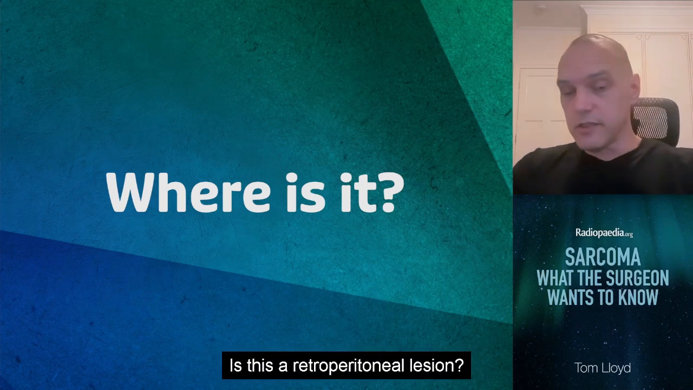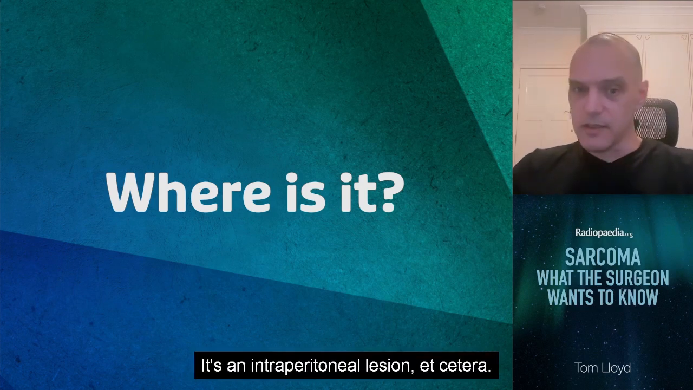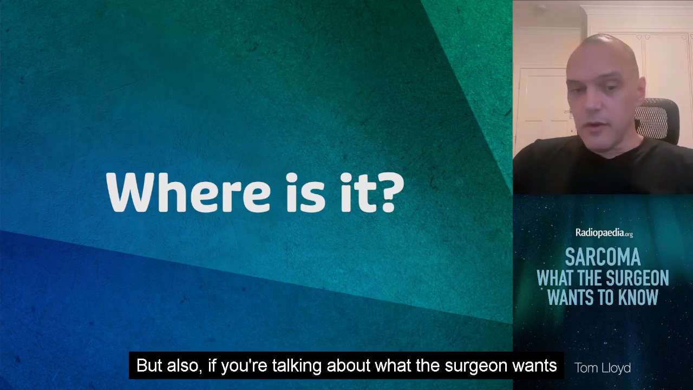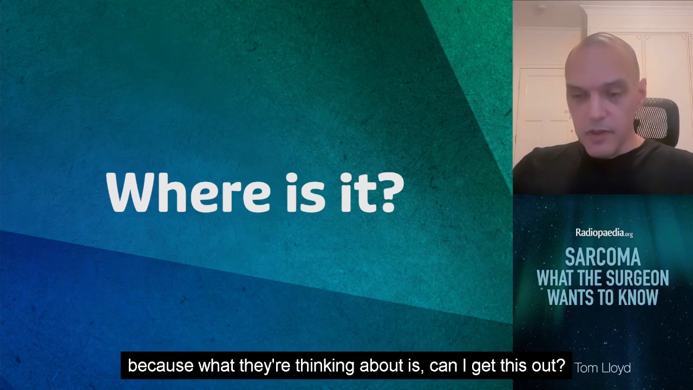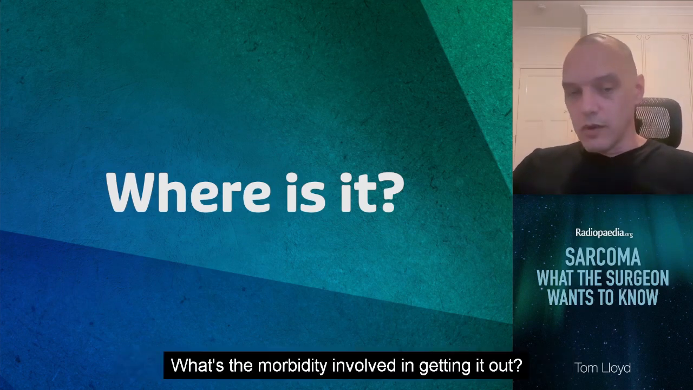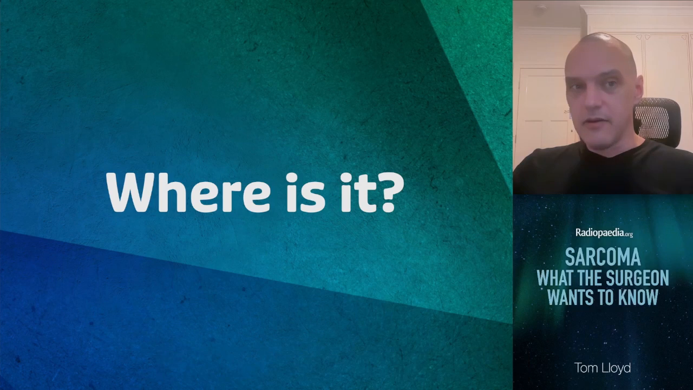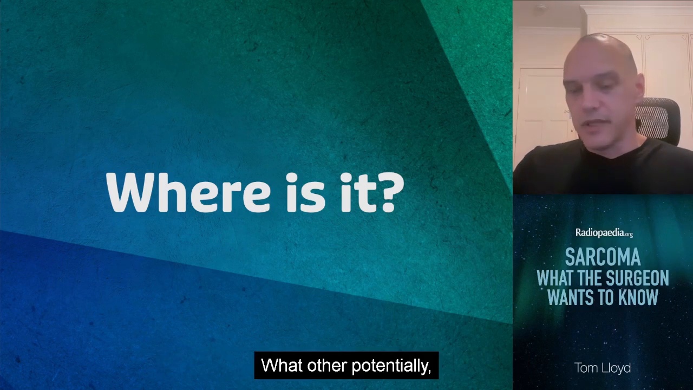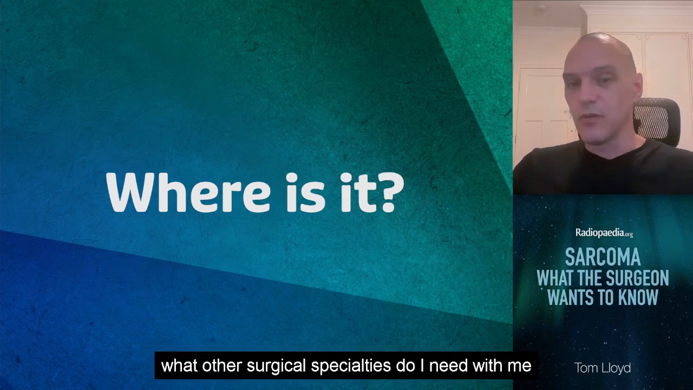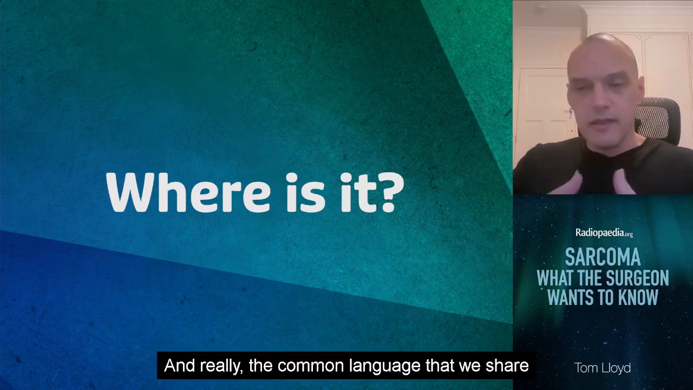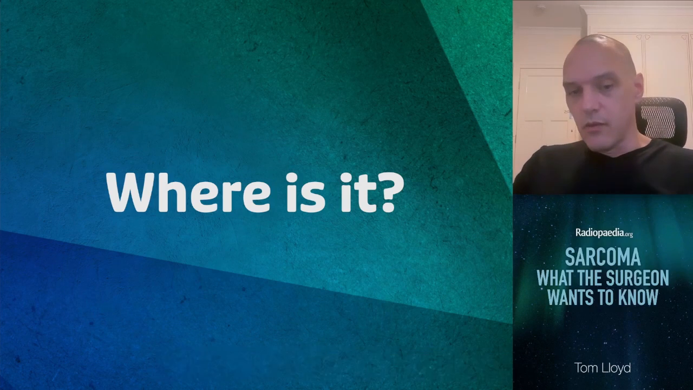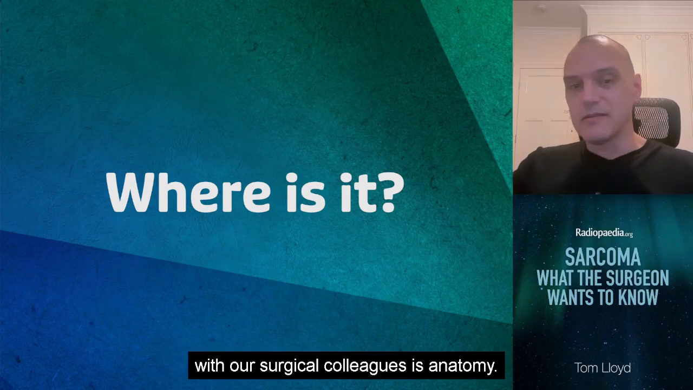Is this a retroperitoneal lesion? Is it an intraperitoneal lesion, etc.? But also, if you're talking about what the surgeon wants to know, they want to know the anatomy. Because what they're thinking about is, can I get this out? What's the morbidity involved in getting it out? What other surgical specialties do I need with me to be able to get it out? And really the common language that we share with our surgical colleagues is anatomy.